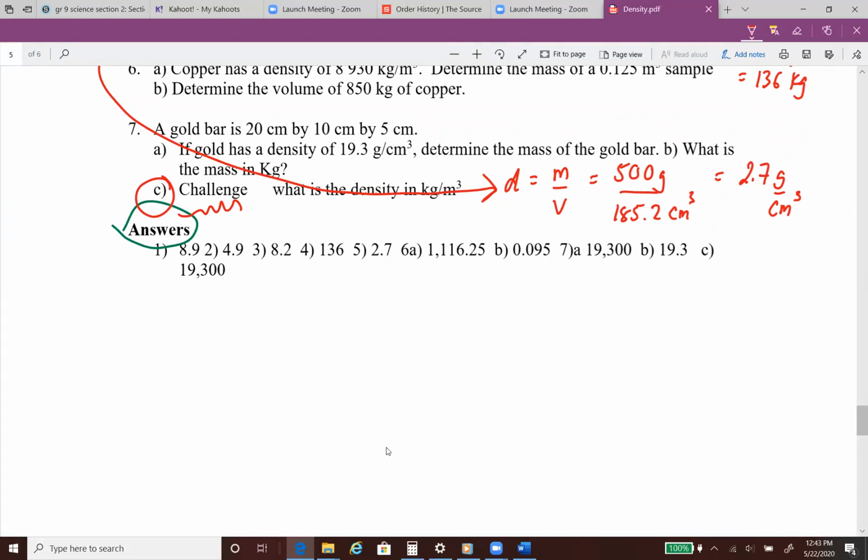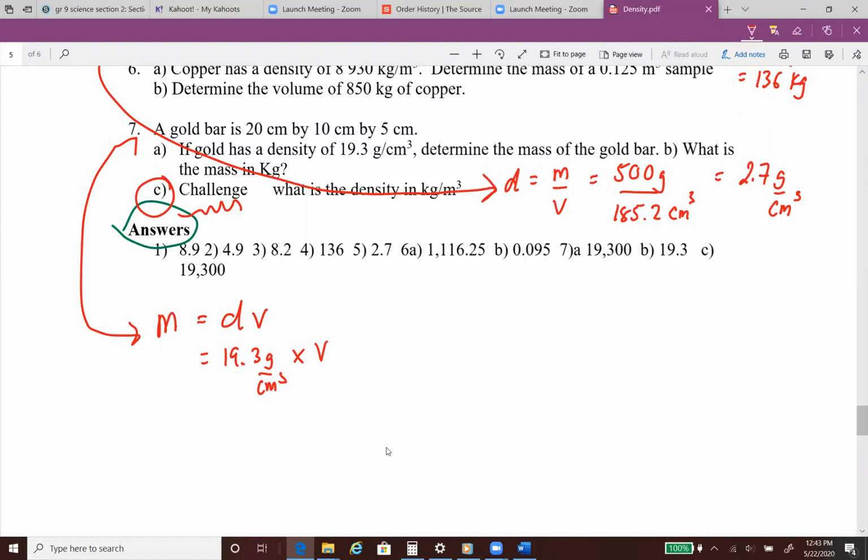We're going to do the density. It says the density is 19.3 grams per centimeters cubed. We're going to figure out the mass of the gold bar. So we know mass is density times volume. We have the density, but we don't have the volume, right? We know the density is 19.3 grams per centimeters cubed, but we don't know what the volume is. So we're going to figure that part out.